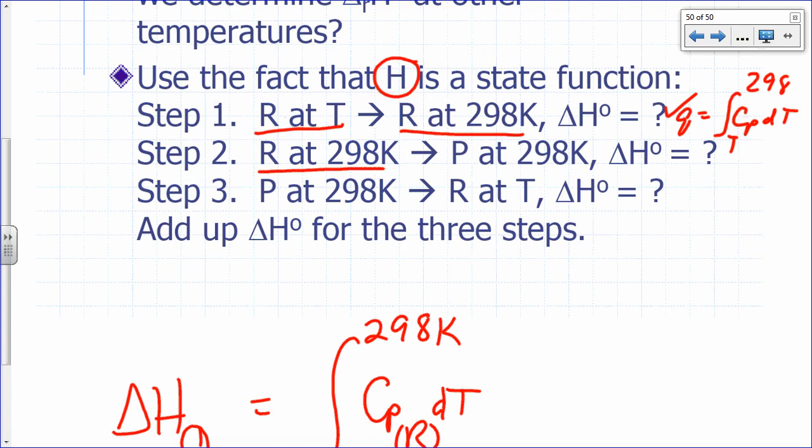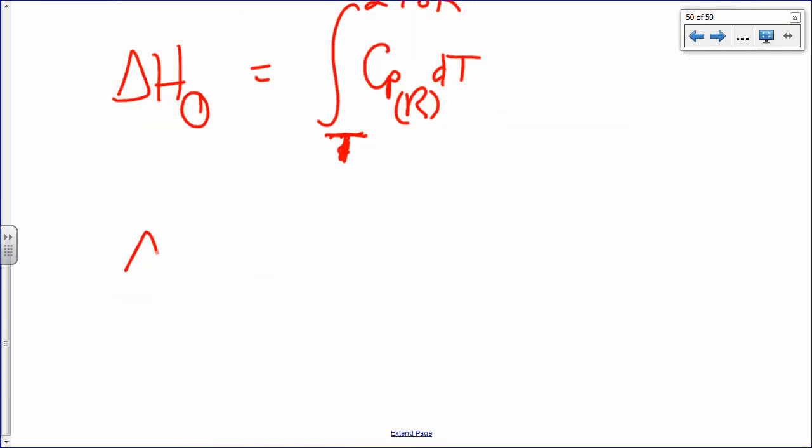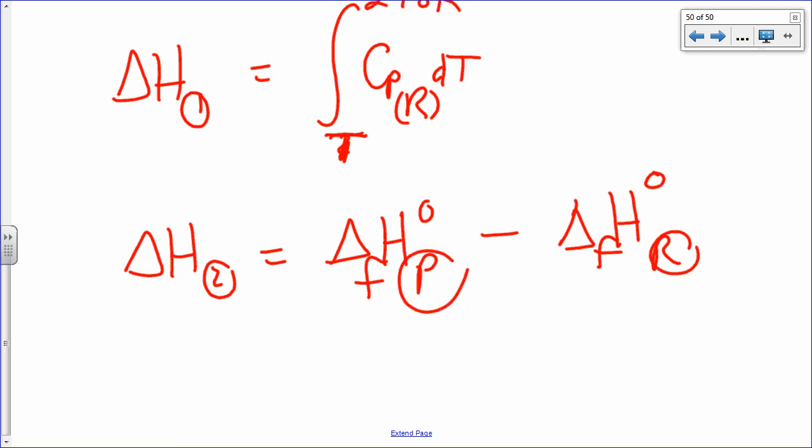Now that I have my reactant at 298 Kelvin, I imagine carrying out the reaction at 298 Kelvin. So from my reactants at 298 Kelvin, I get my products at 298 Kelvin. What's the delta H for this second step, step 2? Delta H for step 2 is delta H formation of products minus delta H formation of reactants, because the numbers that you'll find tabulated for standard formation enthalpies are done at 298 Kelvin.